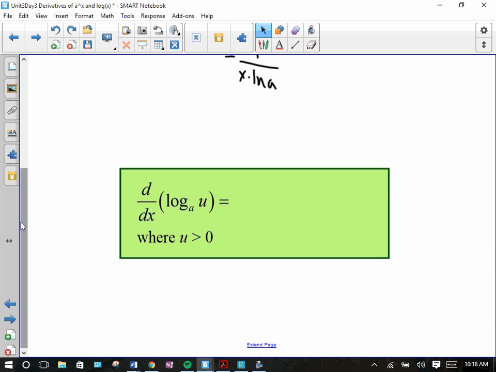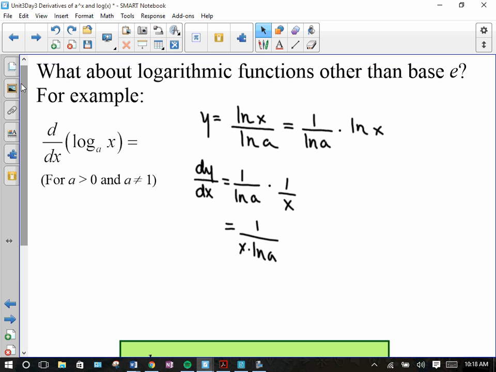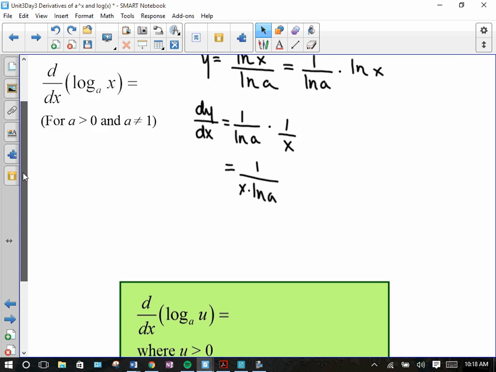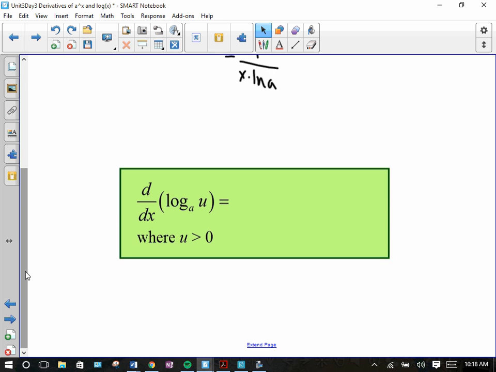That's the law of log base a. Now we want to extend that to when we have a function in there, something like log base a of a function, like squared. To do that, what we would have is 1 over x times natural log of a times dx.